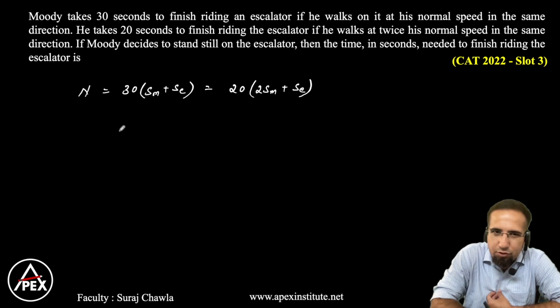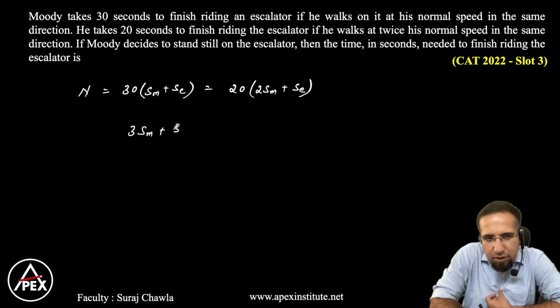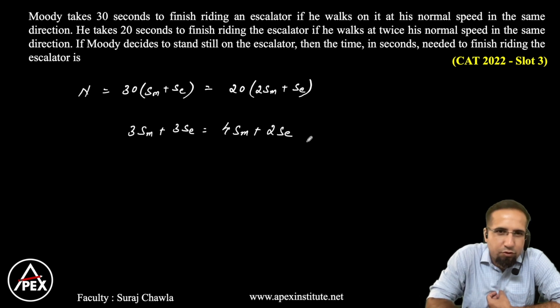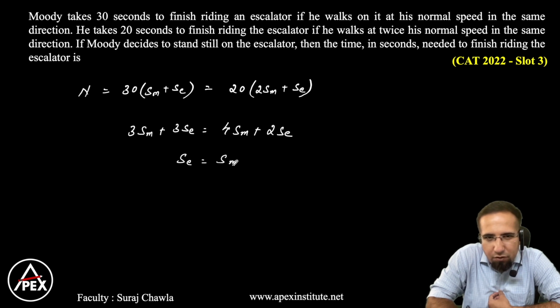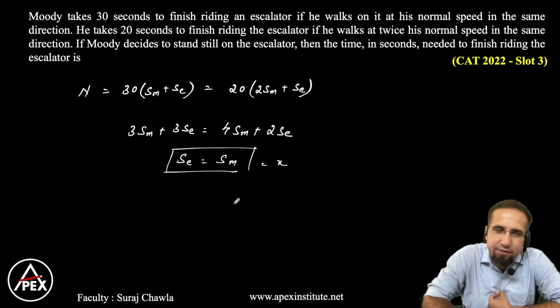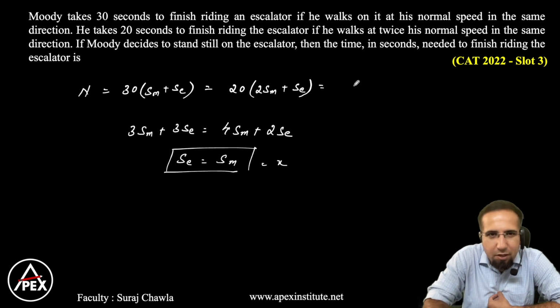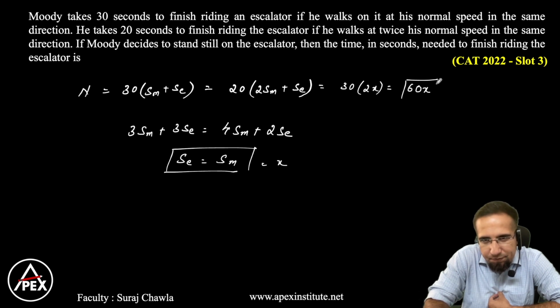Let's equate both of them. So the zeros get cancelled. So we get 3 SM plus 3 SE is equal to 2 twos are, that is 4 SM plus 2 SE. So to simplify, we get speed of the escalator is equal to the speed of Moody, that is equal to x. So my number of steps here becomes 30 into 2x, which is equal to 60x.